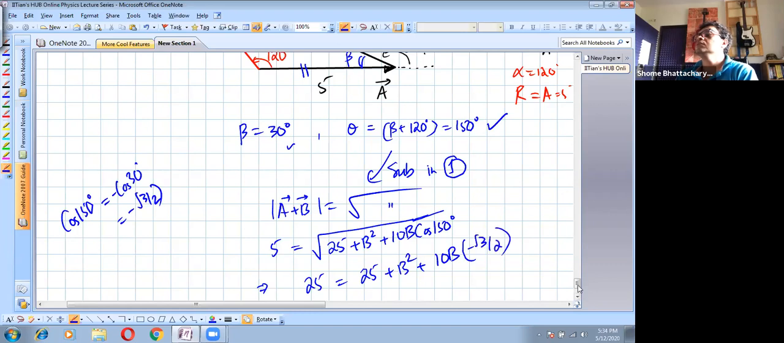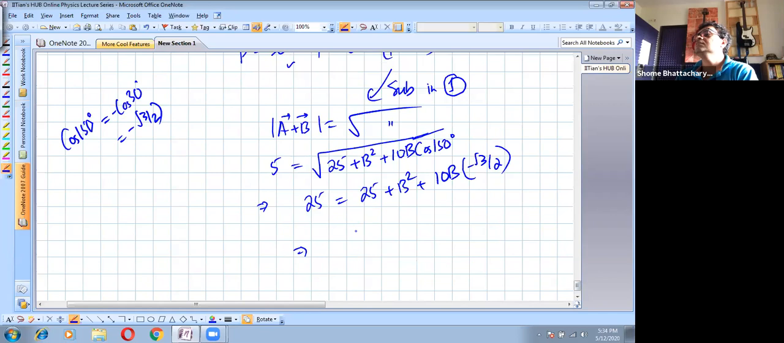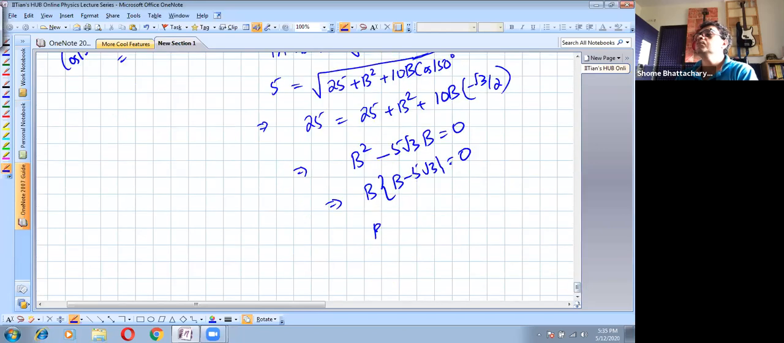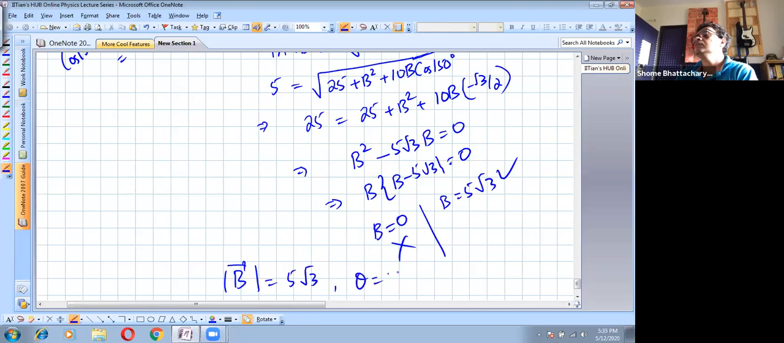Okay. So further, this is telling me that B square minus 5 root 3B is equal to 0, or B into B minus 5 root 3 is 0. Now obviously B is 0 is not possible. This is not a possible root. So B is equal to 5 root 3. That is it. So final answer is magnitude of B is 5 root 3, and the angle theta between A and B is 150, and we still have to find A minus B.